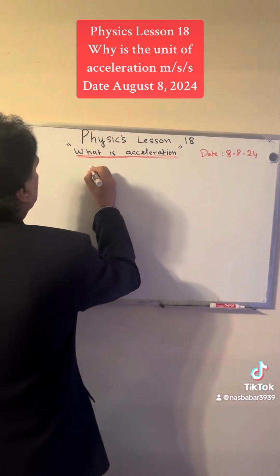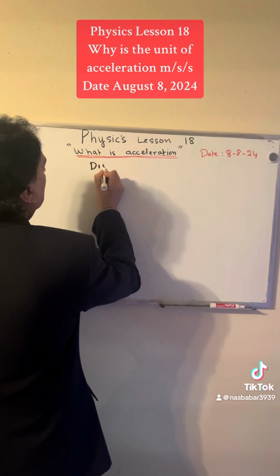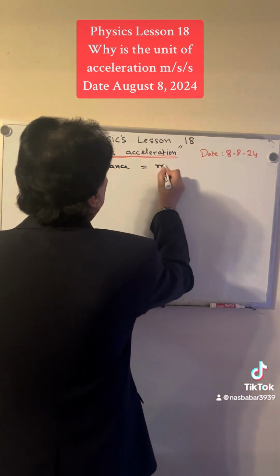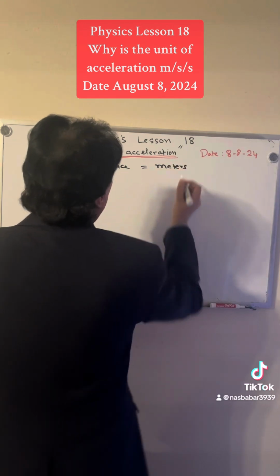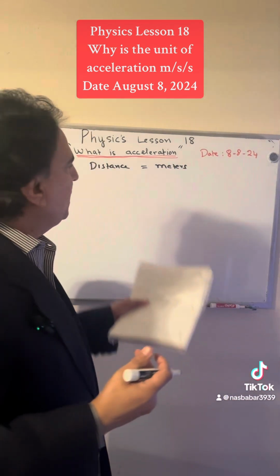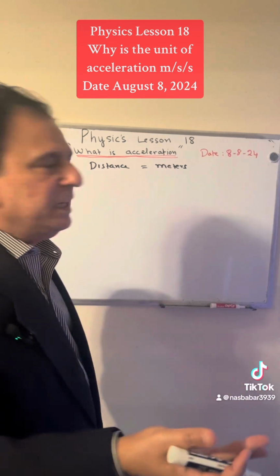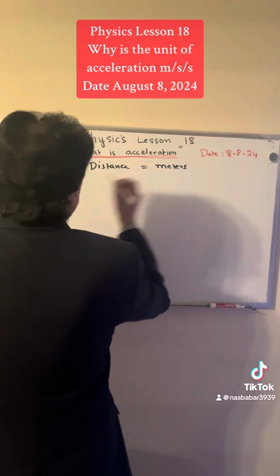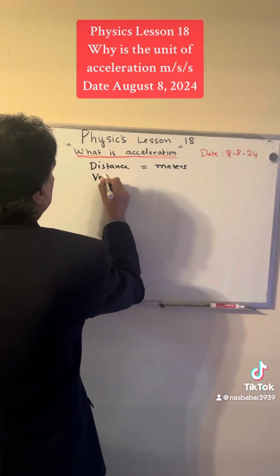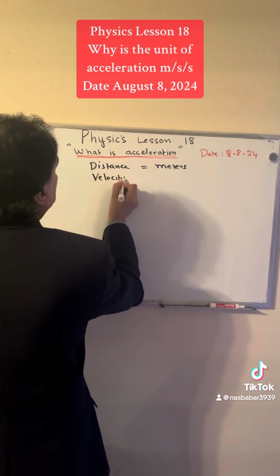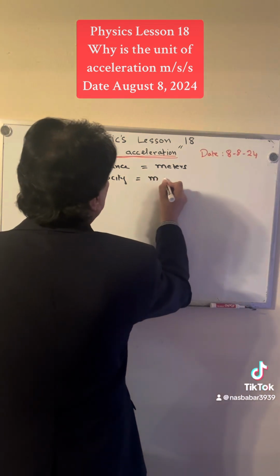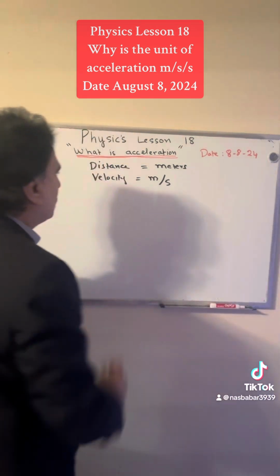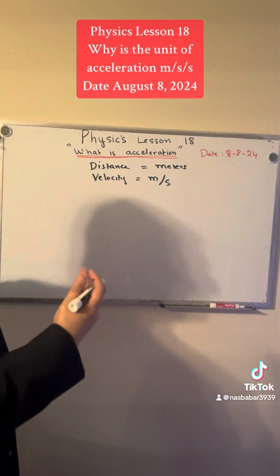Okay. So the unit of distance is meters. This is basically meters or feet or miles, but talking about distance in meters, then velocity is meters per second. How much distance have you covered per second? That's your velocity. Now the question is, what's the unit of acceleration?